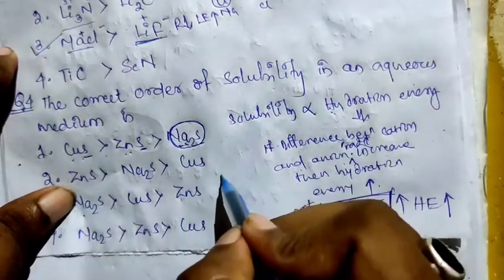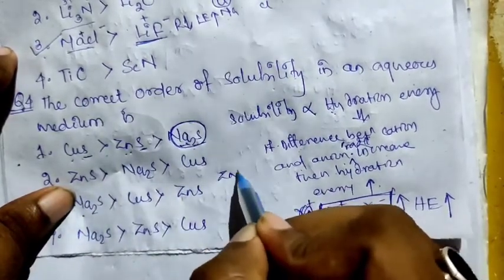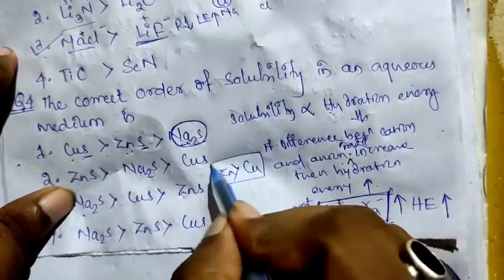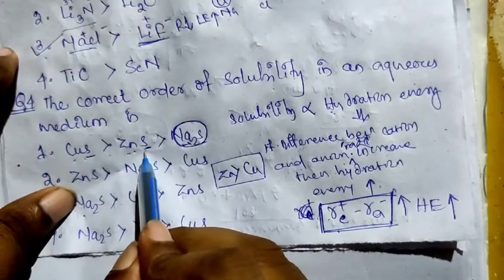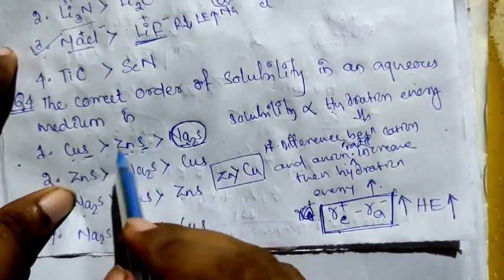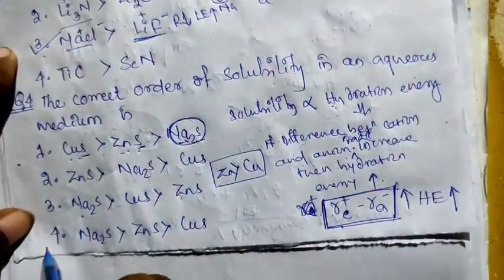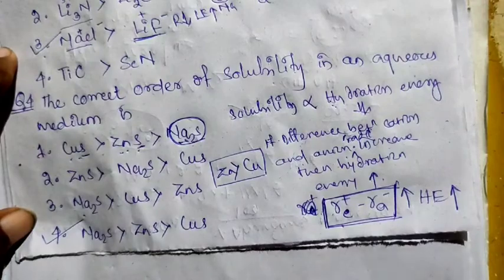Now we know that zinc has more radii than copper. So zinc sulfate has more hydration energy than copper sulfate. So option 4 is the right answer.